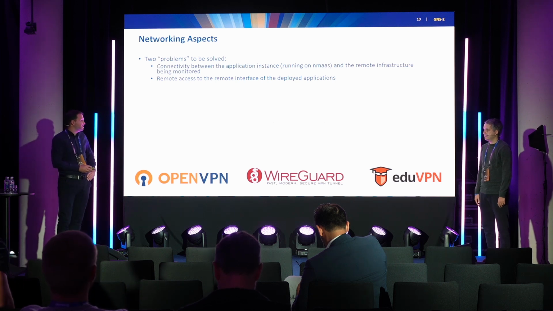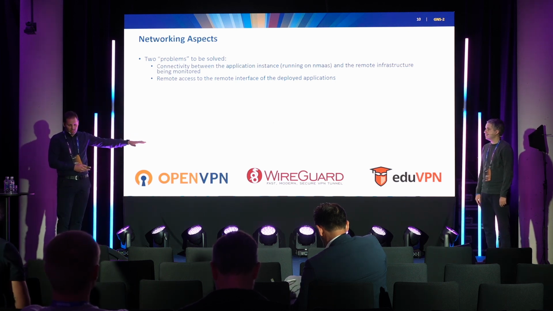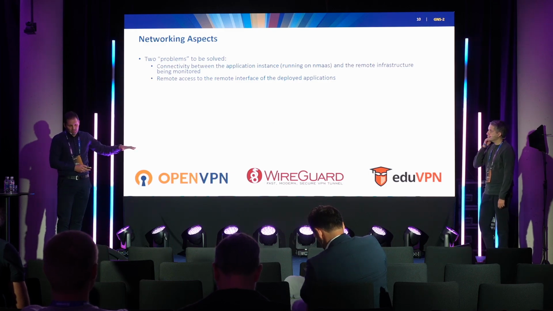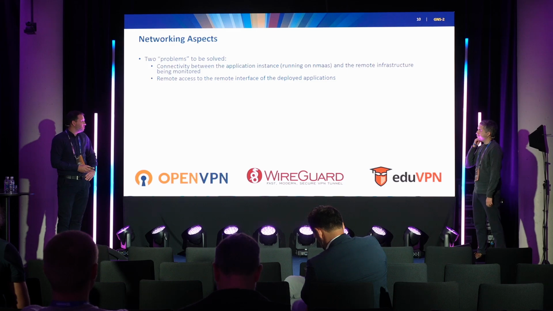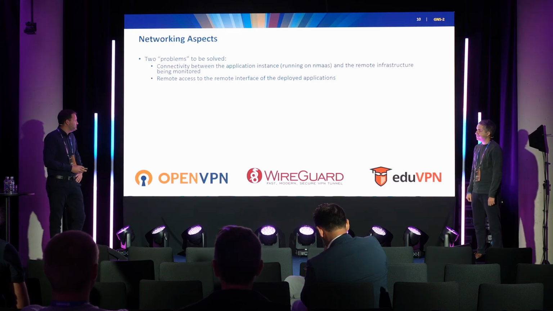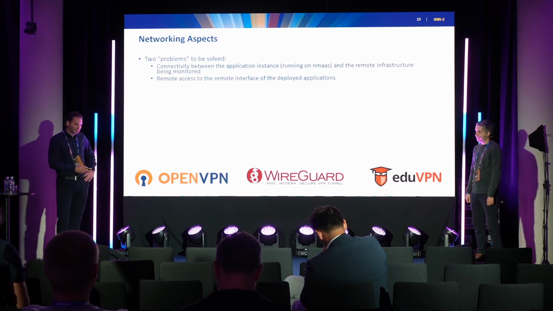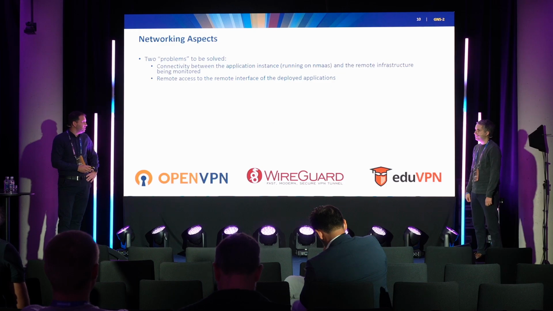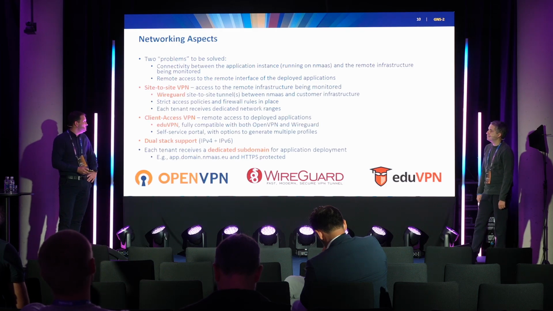Considering some networking aspects, in this case, we need to make sure that the applications running within the central Kubernetes cluster can reach the resources that they monitor, that might be, in most cases, some remote networks or remote infrastructures. And also we need to make sure that users of the applications have secure access to the user interfaces of those applications that they have deployed, that no one else has access to them over the internet.